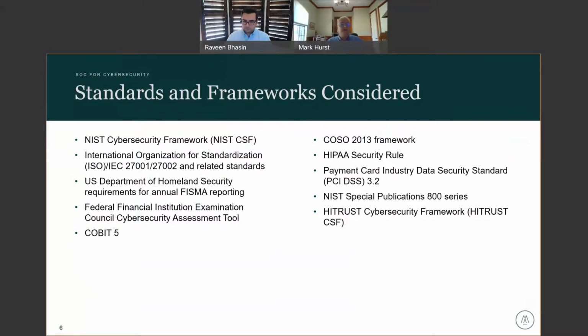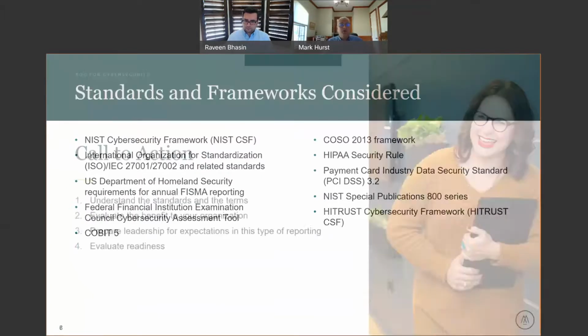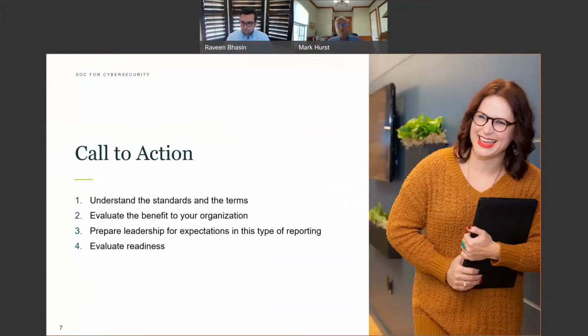So what's the call to action? What are the steps to get started? Well, first, you need to understand what the report is, its focus, and the users of the report. Two, you need to assess the benefits to your board, to your senior executives, and to your organization. Three, communicate and educate your board and executives on what to expect. And then lastly, assess what you have in place and what needs to be put in place in order to complete the examination, i.e., what gaps your organization has and what needs to be remediated.